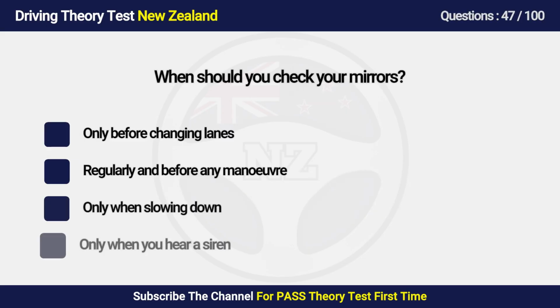Question 47. When should you check your mirrors? A. Only before changing lanes. B. Regularly and before any maneuver. C. Only when slowing down. D. Only when you hear a siren.